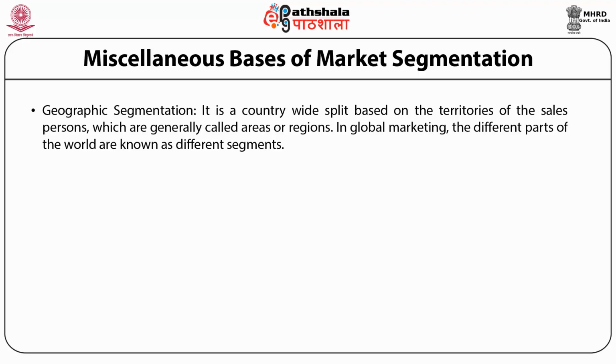In global marketing, the different parts of the world are also known as different segments, like nations: India, Pakistan, Malaysia, China, US, France, and all of them are one market for another.